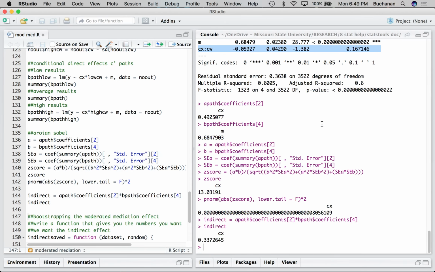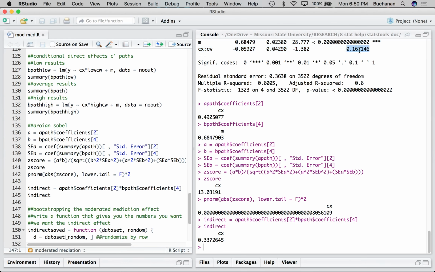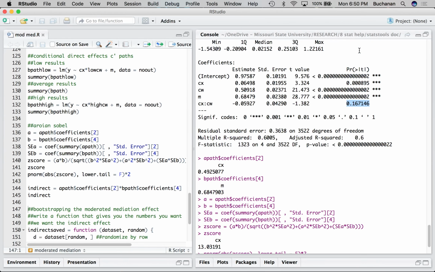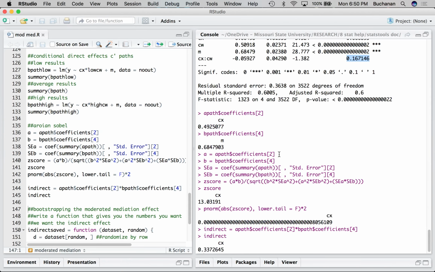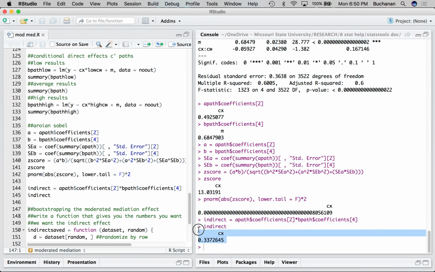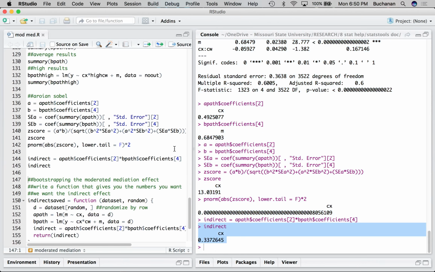The moderation doesn't appear to be there. But this is a video on how to test this. So if this were significant, I would say yes, there's moderated mediation. I would talk about my 3 simple slopes, my simple C prime paths, and then I would talk about the indirect effect and its bootstrapped confidence interval. And here's how you get that.